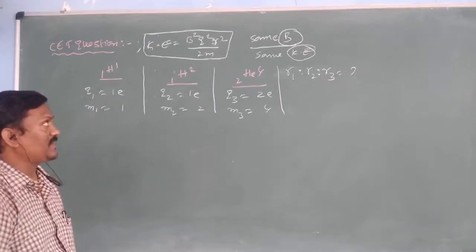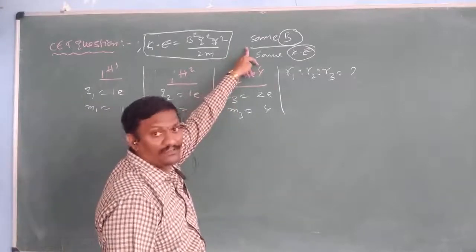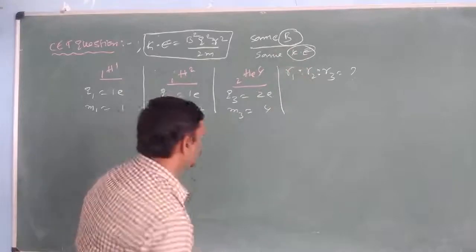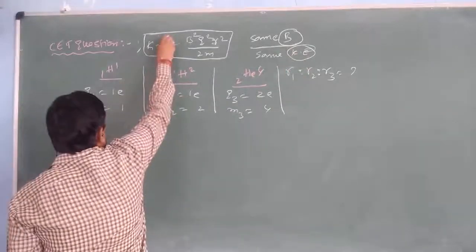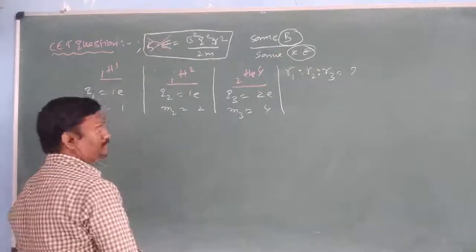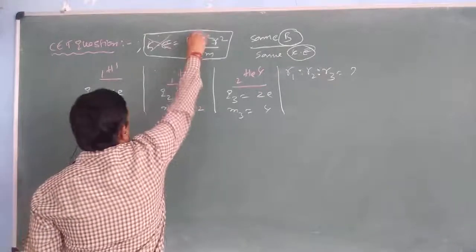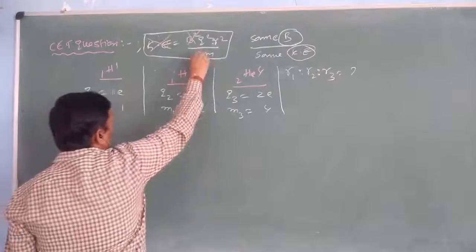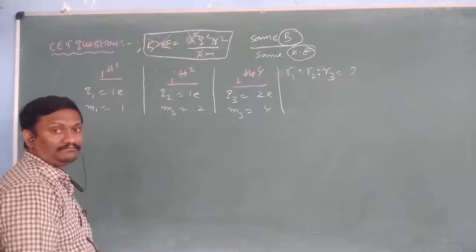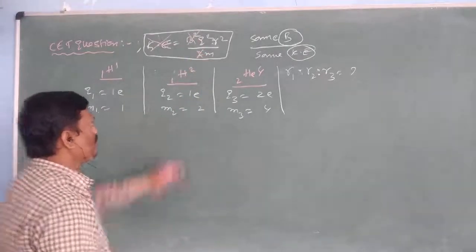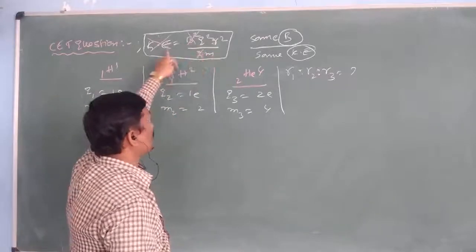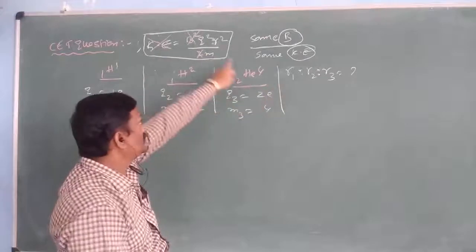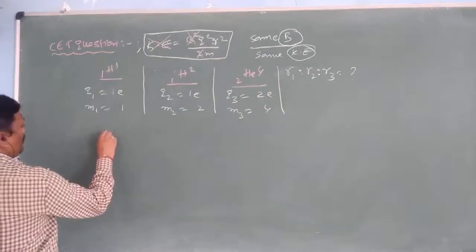All the 3 particles enter perpendicular to the same magnetic field with the same kinetic energy. So this problem is based on kinetic energy. Here all the particles have the same kinetic energy, so K is constant. Perpendicular to the same magnetic field, B is also constant. Here 2 is numerical, it is also constant. And finally q square r square by m is constant. But we have to find the radius, so from this equation find the r square value.